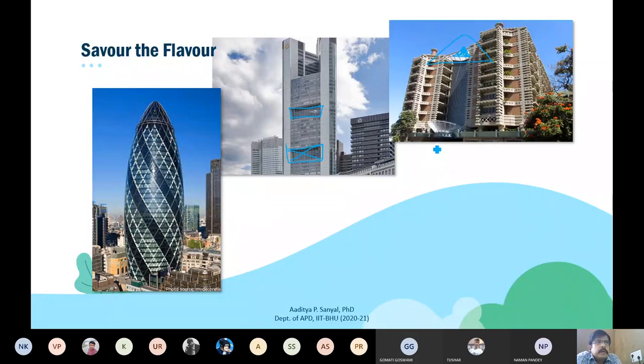This building, can anyone tell me? If you can tell me which building this is within 5 seconds, I will give you 10 points for this class. East Gate Center. Who told this? Tushar. What do you know about this building? Of course, it is written there, East Gate. Yes, sir.